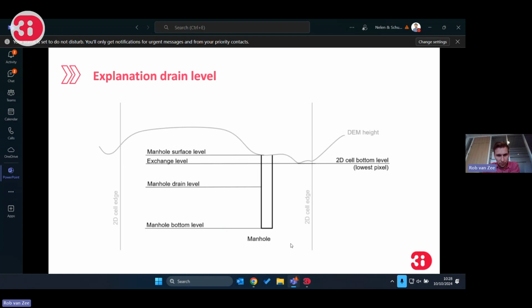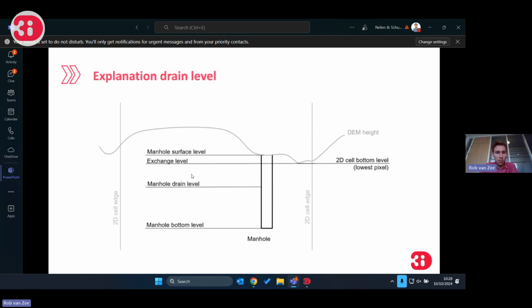And that's this one. So what you see here is this is our manhole. It's a vertical structure into the ground. The bottom level is quite logical. It's the lowest point. The surface level is the highest level. And we've got our drain level. And this is the level where water, the number you put where you want water to exchange. So if the drain level would have been above the lowest bottom level, for example here, then water can only exchange at this drain level.